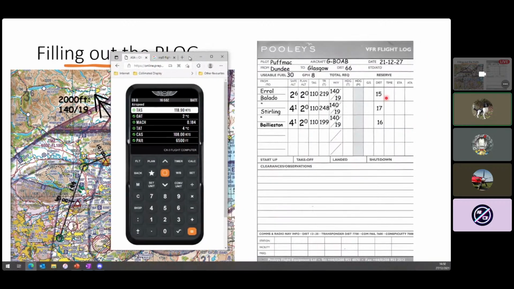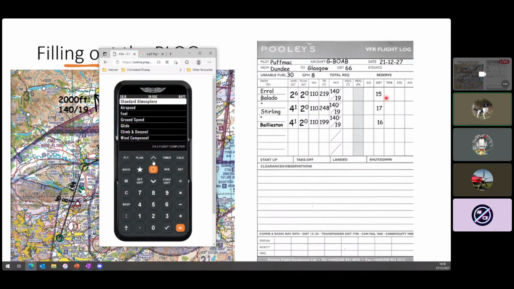Okay, so there's a couple of ways you can do it. There's a few functions in the calculator that you can use, or in the computer that you can use in here separately. But one of the great things about this computer is it's got a plan mode, and you can actually add, I think, 5 legs, and it carries through things like winds and true airspeeds for you, so that you don't have to add too much.